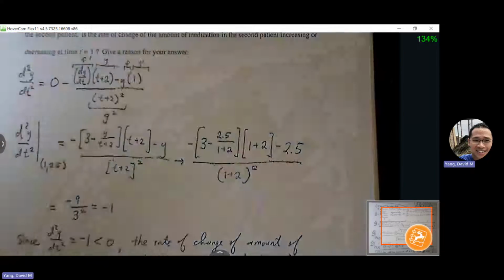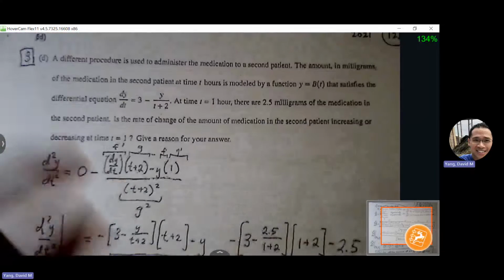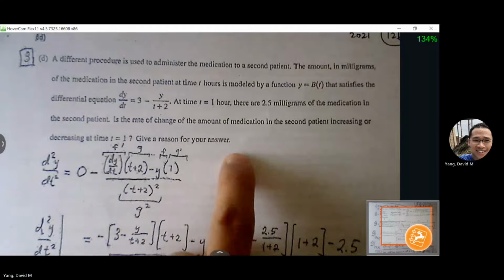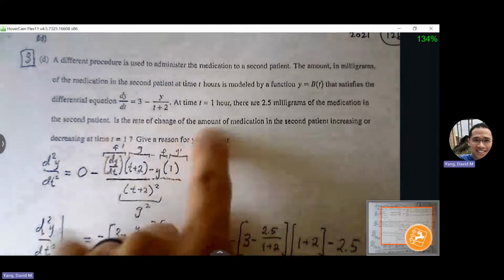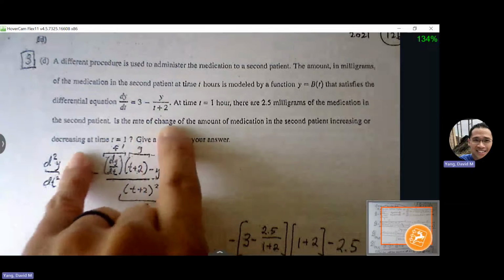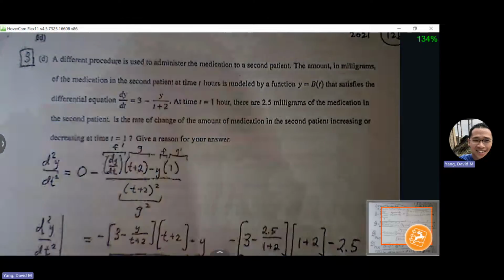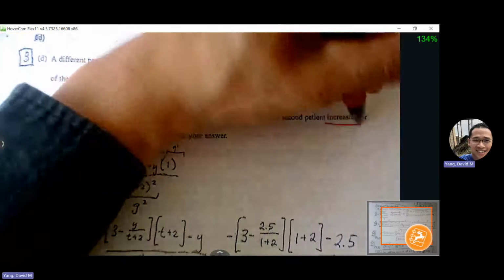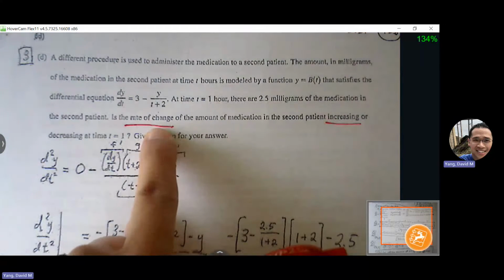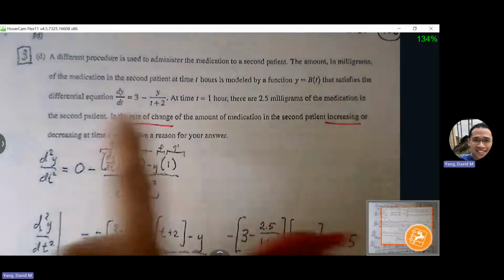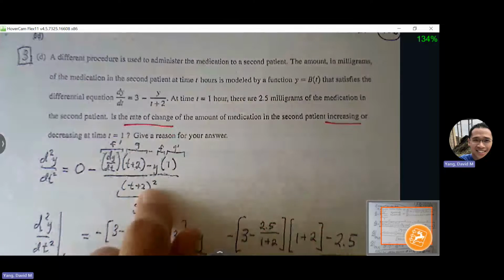And then part D, again, second derivative. It says, is the rate of change increasing or decreasing? So there are some keywords there. Rate of change is the first derivative. If you're talking about the increase or decrease of the rate of change, then it's the second derivative.